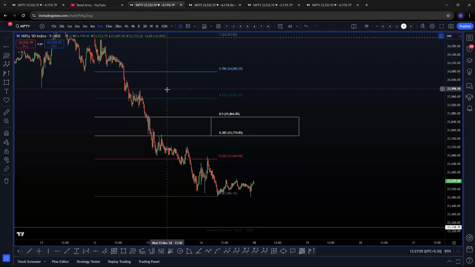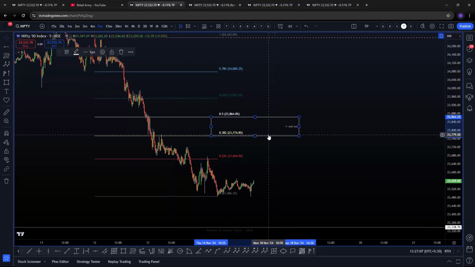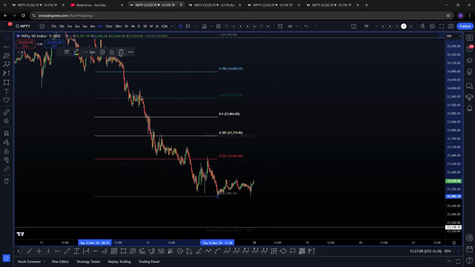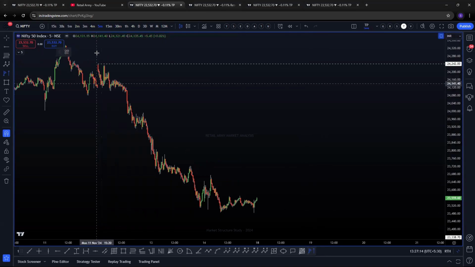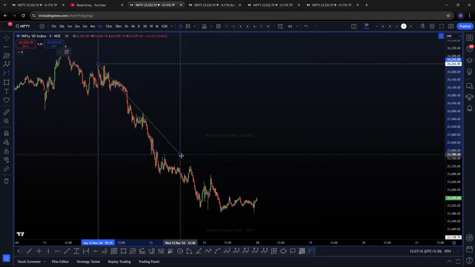You understood. Now before you finish, let me just show you the fixed range volume profile tool. I have made a separate video for this tool. I'll link it at the end of the video so you can watch it.